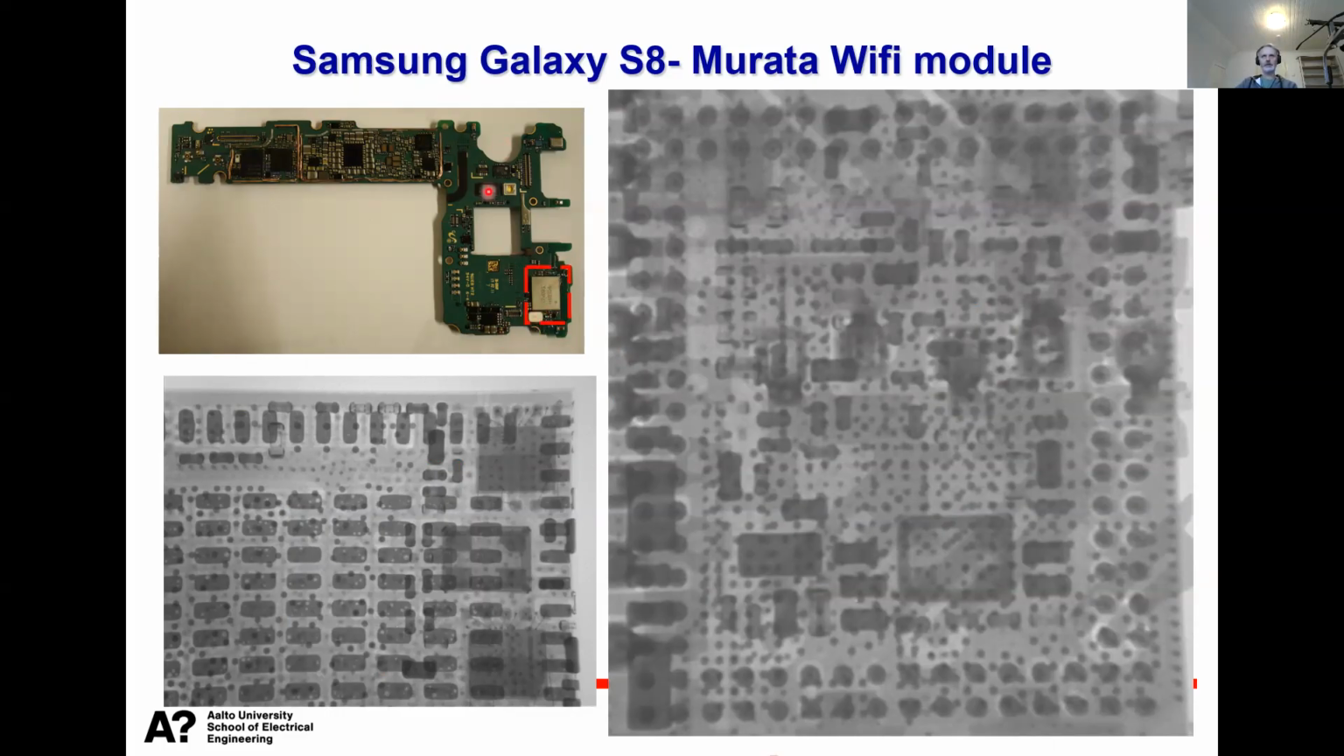So this is the motherboard of the S8 phone, and here at this corner you have the Murata Wi-Fi module. And if you just look at it like this, it looks quite simple. Okay, just one component there providing the Wi-Fi connection. But then if you start looking through it, here we have a trans-illumination, let's say X-ray image, of that specific component. So what we can see is that in fact it contains a huge number of components inside.